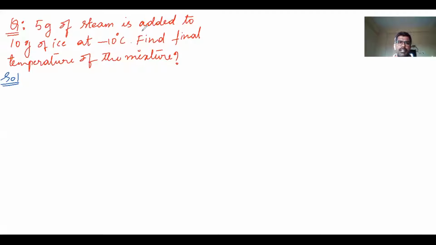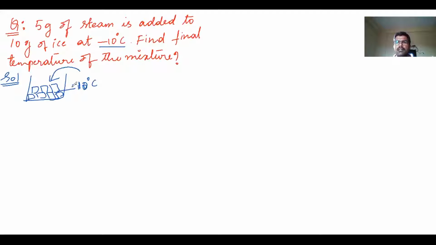5 gram of steam is added to 10 gram of ice at minus 10 degrees Celsius. Find the final temperature of the mixture. Now we have ice here. This is ice, and this ice is at minus 10 degrees Celsius. And you are mixing some steam into the ice.